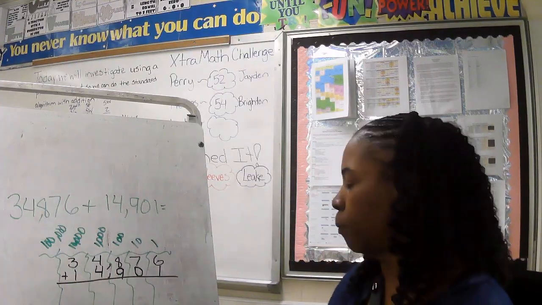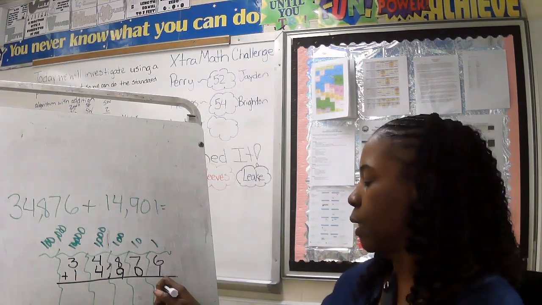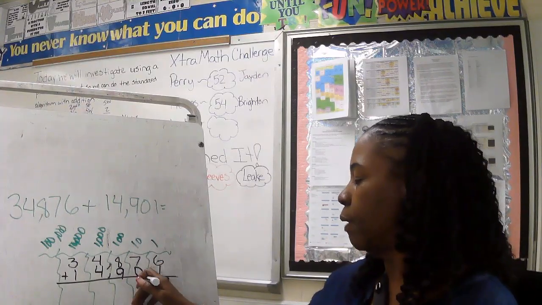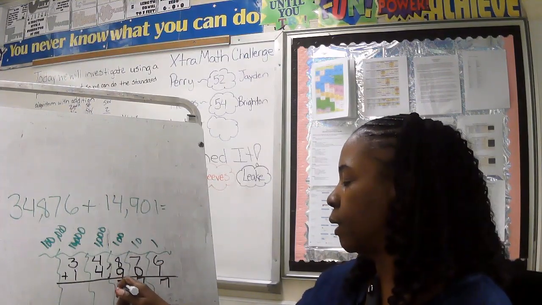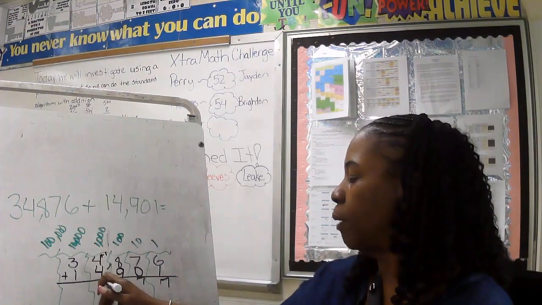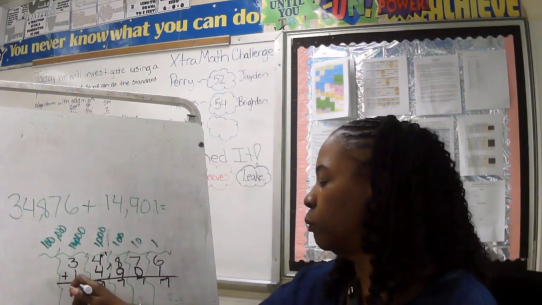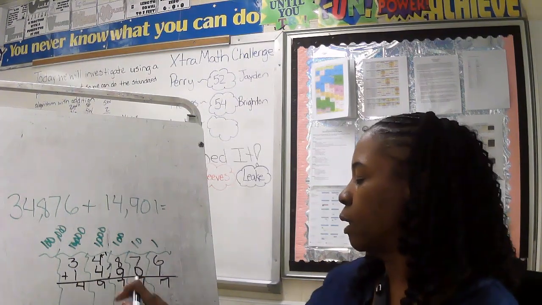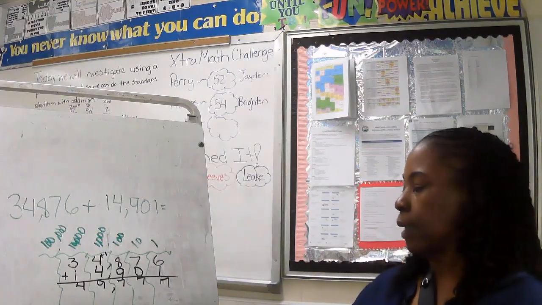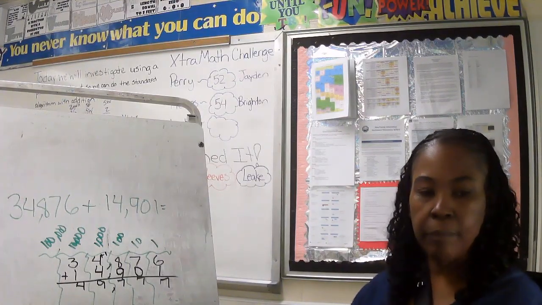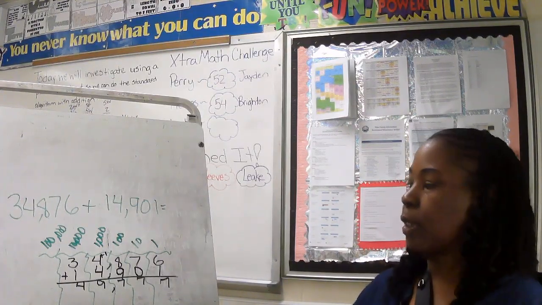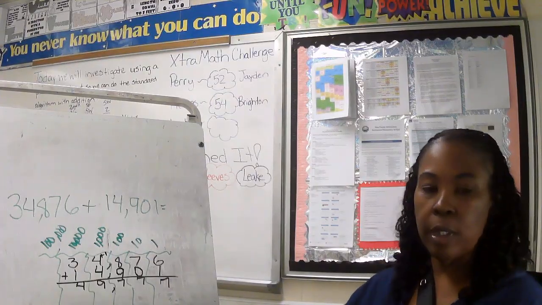Be very purposeful. Okay, 6 plus 1 is 7. 7 plus 0 is 7. 9 plus 8 is 17. Plus 1. 5 plus 4 is 9. 3 plus 1 is 4. 49,777 is our answer. So this is the expectation for tonight's homework.